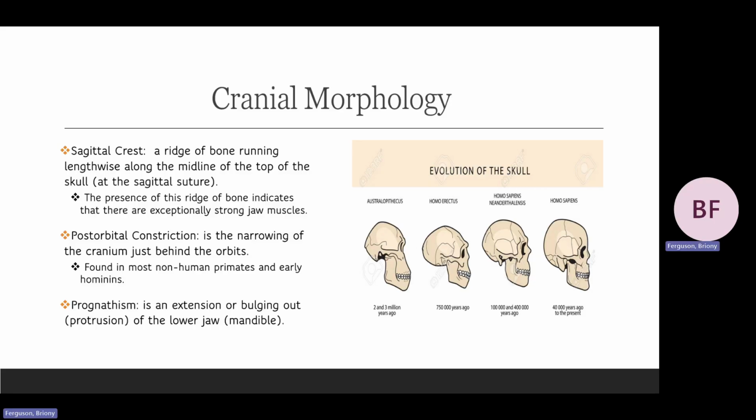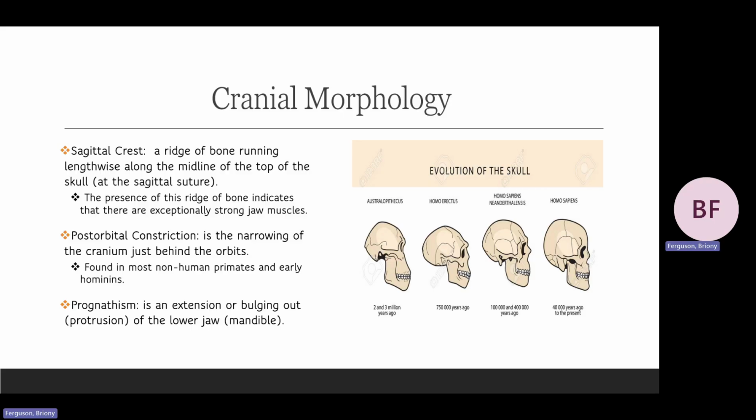We also, as we become more bipedal, lose some postorbital constriction. This is the narrowing of the cranium just behind the eye orbitals. It's found in most non-human primates, as well as early hominins. Homo sapiens technically do have a little bit of constriction there, but it isn't extreme enough to really call it a postorbital constriction. You'll see what I mean. I'll show you some other photos at the end of this where you can see what postorbital constriction really looks like, because it's very exaggerated.